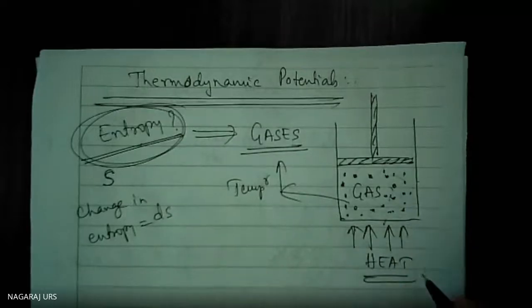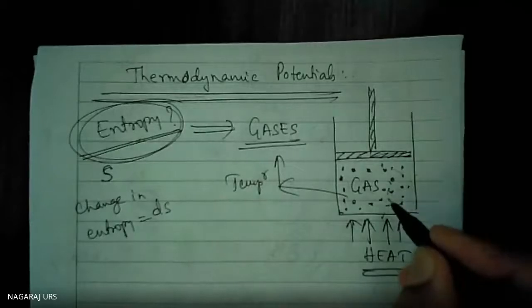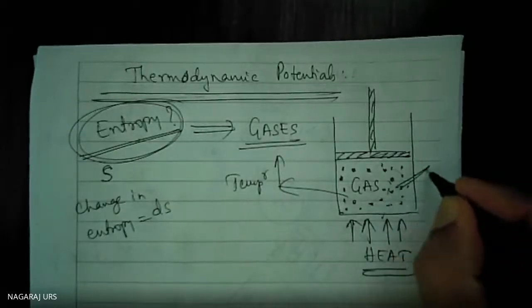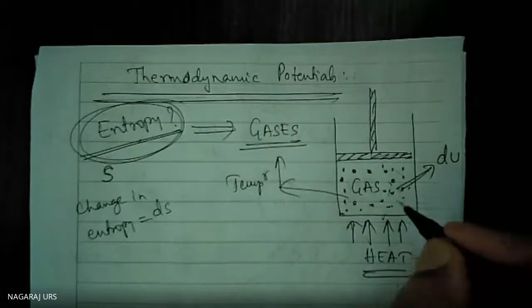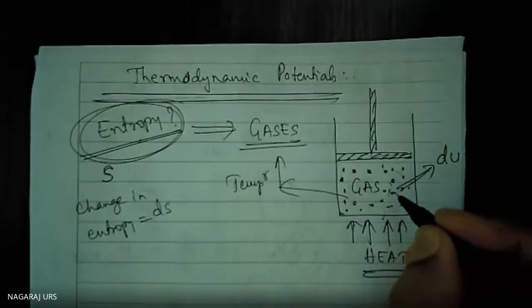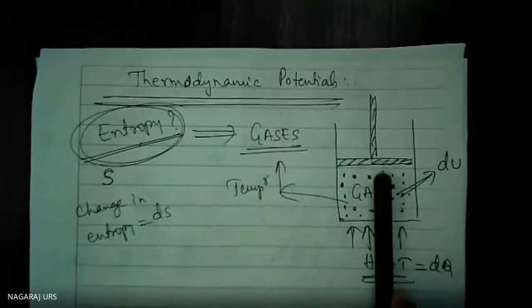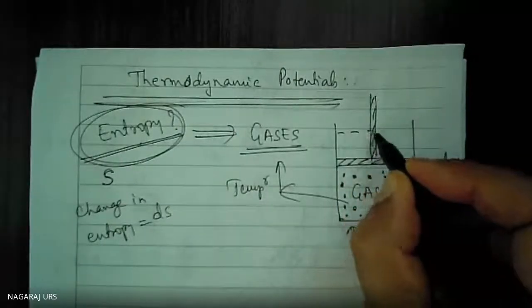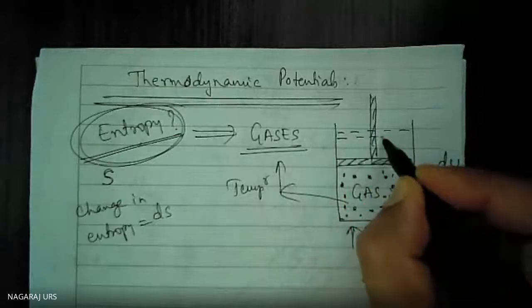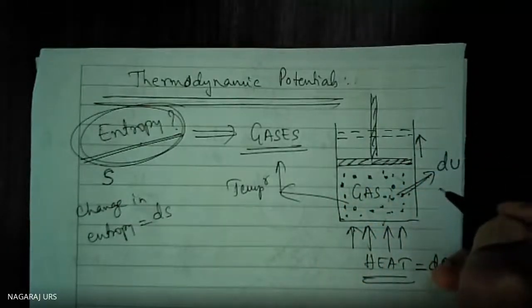Now going back here, dQ is the amount of heat energy we have supplied. The increase in internal energy of the system is equal to dU. Because the internal energy of the gas goes on increasing, it is pushing like this. The gas molecules are pushing the piston. Therefore, the piston will be moving in the upper direction, and the volume is going to increase. Here to here, there is a change in volume.